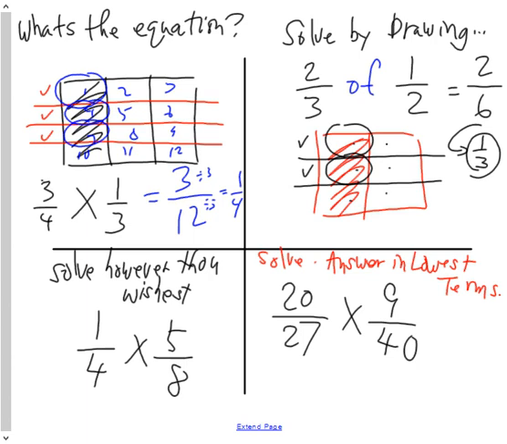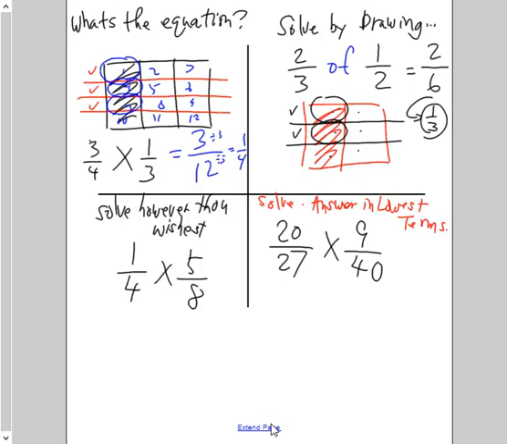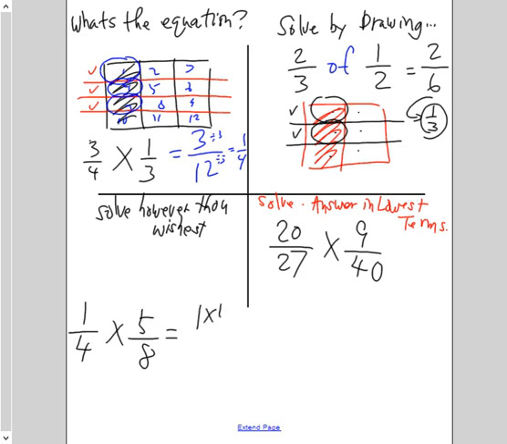Question number 3 says, solve however thou wishest. Now, what could you do? Well, based on the last 2 questions, you certainly could draw it, and that's fine. You could draw 5/8 and take 1/4 of it. However, what we learned last day is when you were multiplying, the secret is you can get the right answer by simply multiplying your numerators and multiplying your denominators.